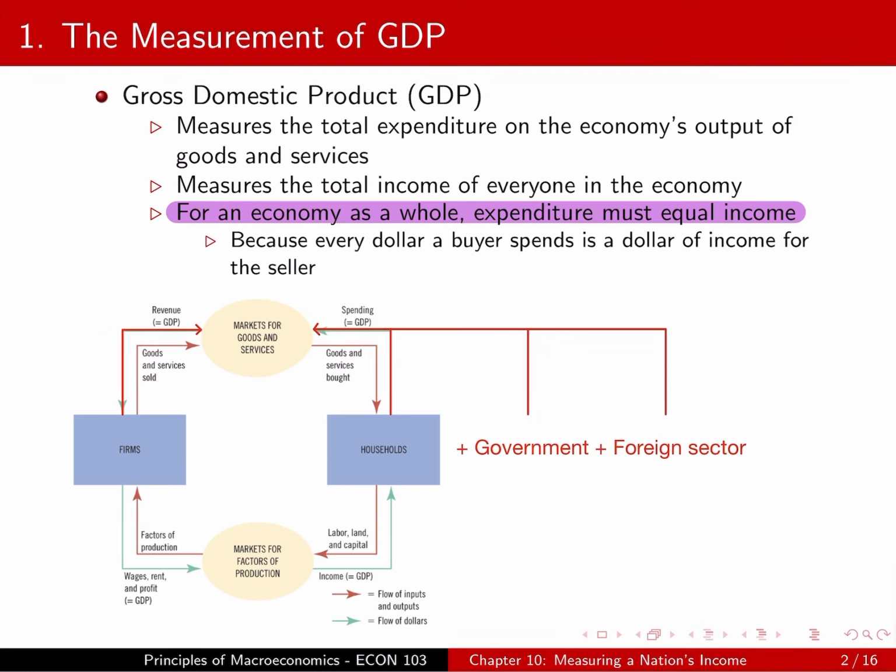We also revisit the circular flow model from Chapter 2. This model illustrates the interactions between households and firms within a closed economy. As we expand our scope to include the government and the foreign sector, we move to an open economy perspective. This broader view encompasses households, firms, government, and foreign entities interacting within the market for goods and services.